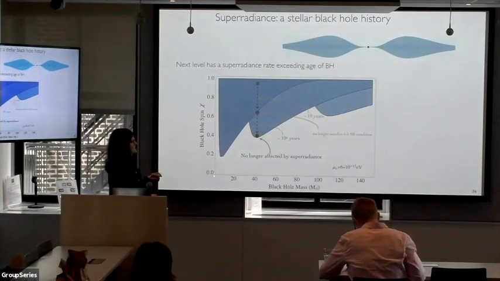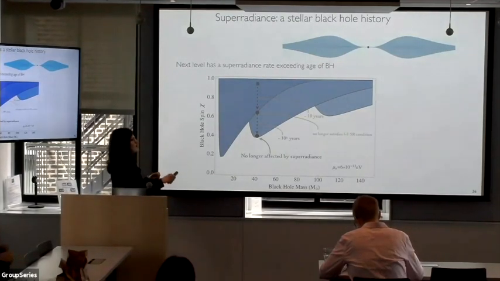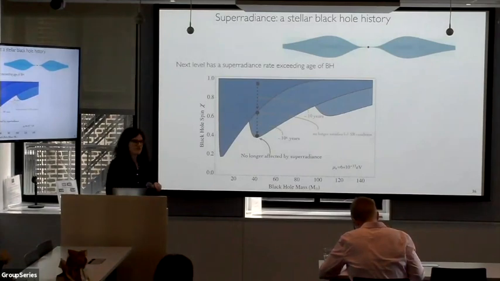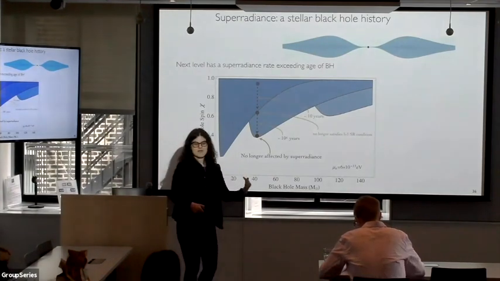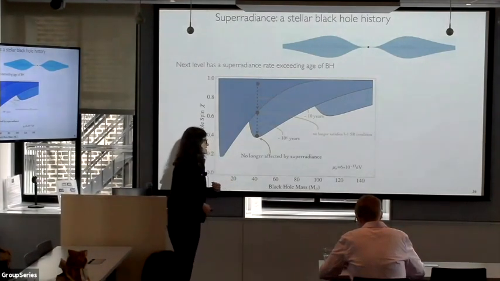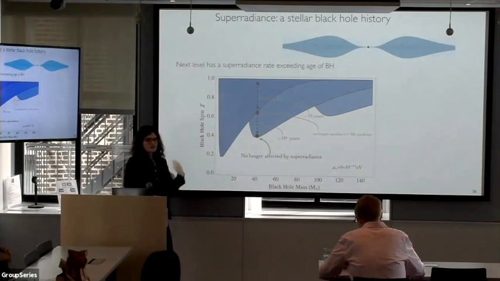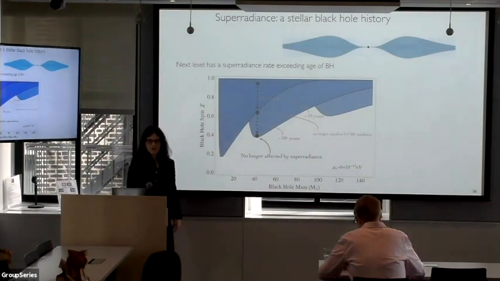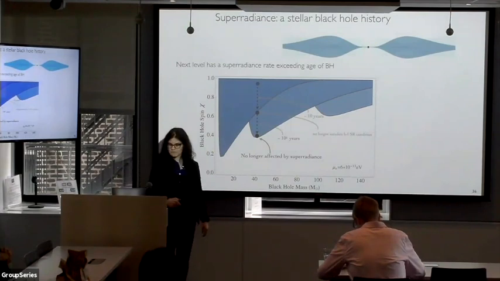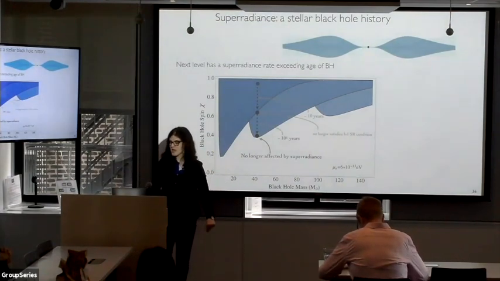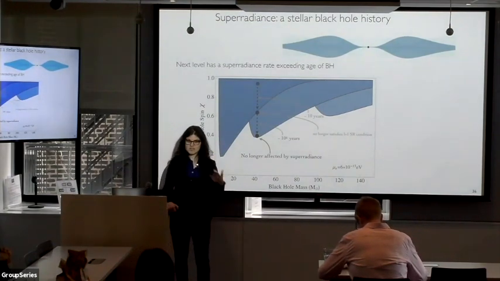At this point, the growth of the cloud has stopped. In principle, the next level out can start to grow, but that one is, again, parametrically slower, and astrophysically it won't have an important effect because other things like accretion or just the age of the black hole will start to dominate the evolution of the black hole spin. So that's the story of what happens to a black hole in the presence of these axions in the theory.